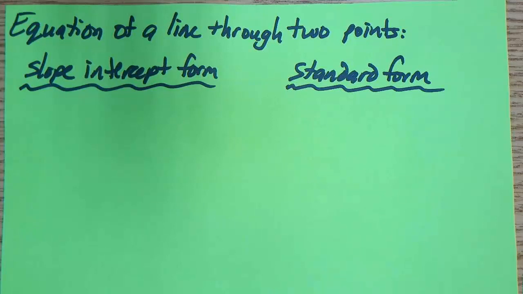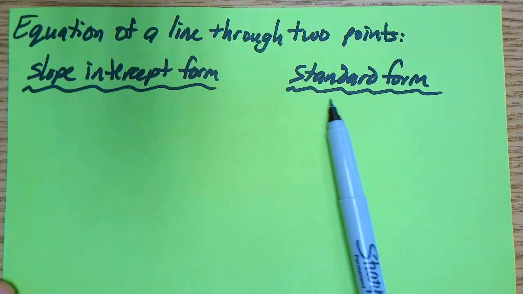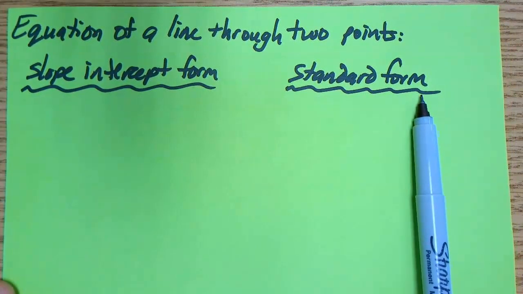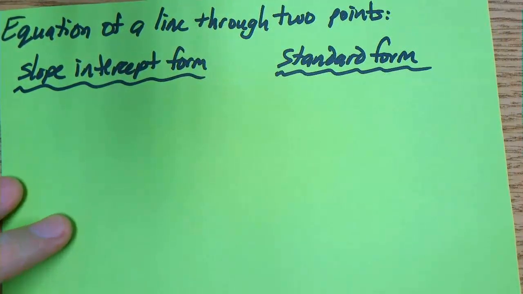So we're going to look at how to find an equation of a line through 2 points, and we're going to do the first part in slope-intercept form and the second part in standard form. All right, so let's go ahead and start with the first example.